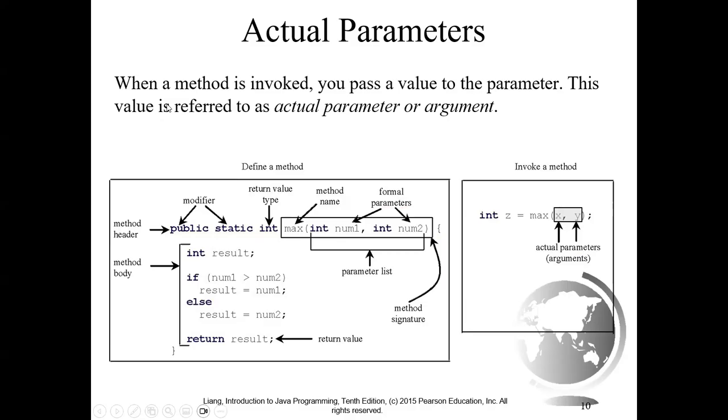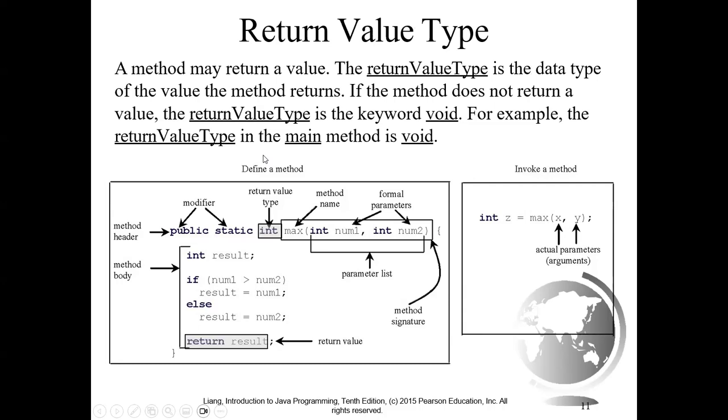And here it says that when the method is invoked, you pass the value to the parameter. This value is referred to as actual parameters or argument. And for the return type, a method may return a value. The return value type is the data type of the value the method returns. We just highlighted that if the return type is a specific type, here it is int, what we have to return, like the result here, is supposed to be the same thing.